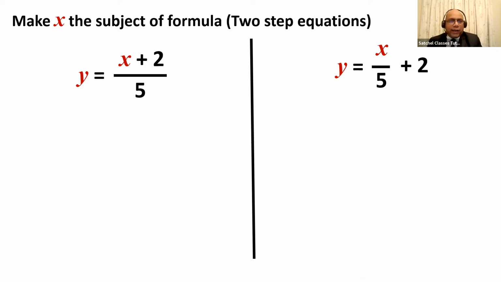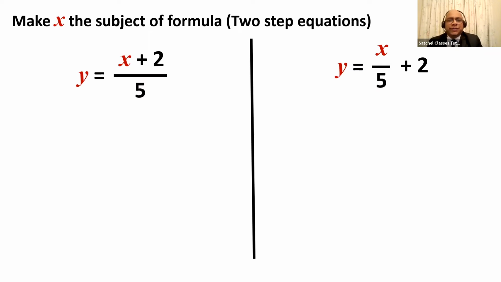On the left, y equals x plus 2 divided by 5. Now in this case, the x plus 2 entirely is divided by 5. It's not only x divided by 5, it's x plus 2 divided by 5. Unlike the equation on the right, where only x is getting divided by 5 and then 2 is added separately. So for the equation on the left, we need to first get rid of 5, because 5 is the divisor for both x and 2, right? So both of them are getting divided by 5.